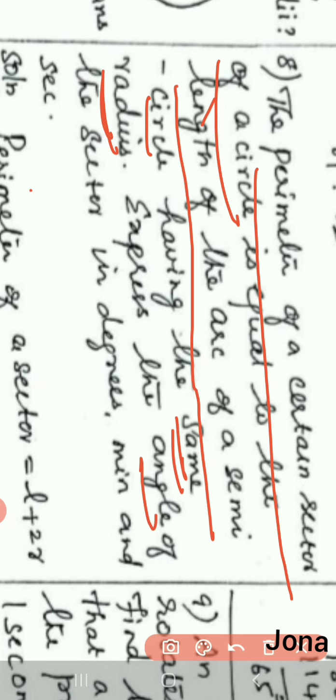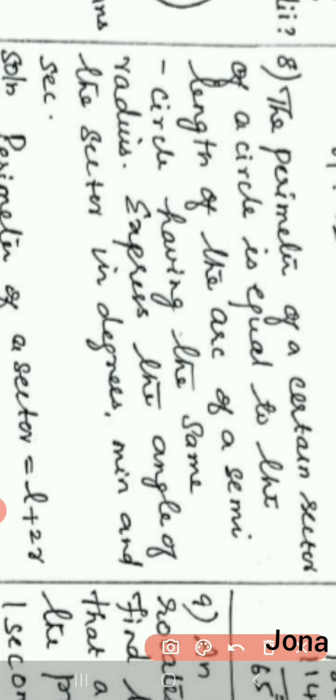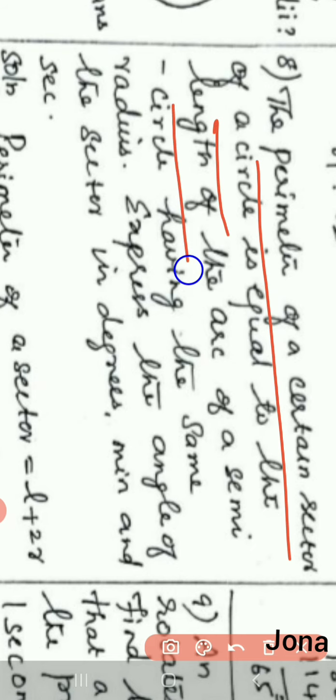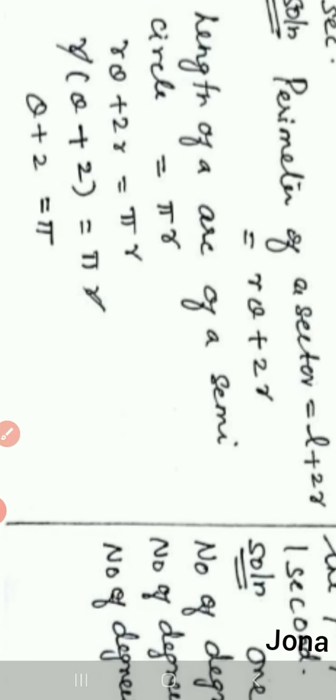Okay, we want to find the angle of the sector. The given clue is that the perimeter of the sector of the circle is equal to the length of the arc of the semicircle. The formula for the perimeter of the sector is L plus 2R. Here L is nothing but R theta, isn't it? So R theta plus 2R.